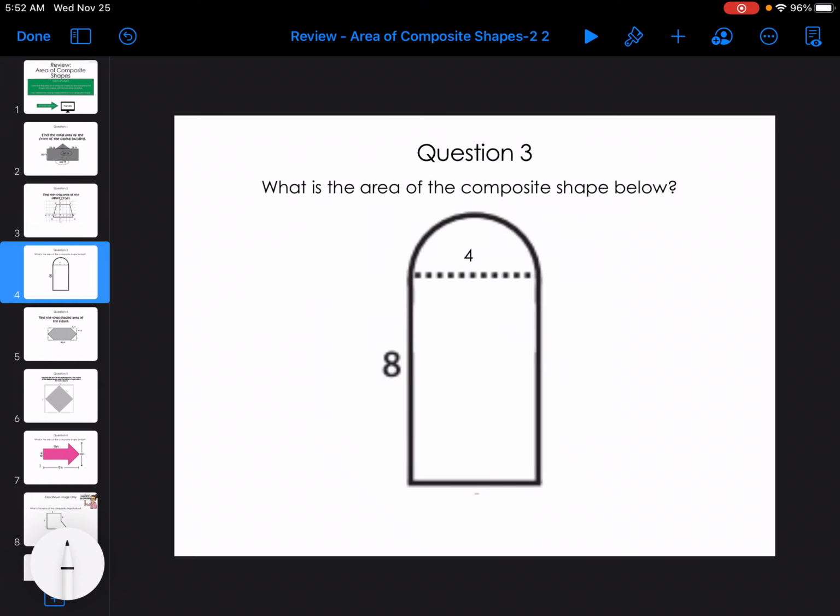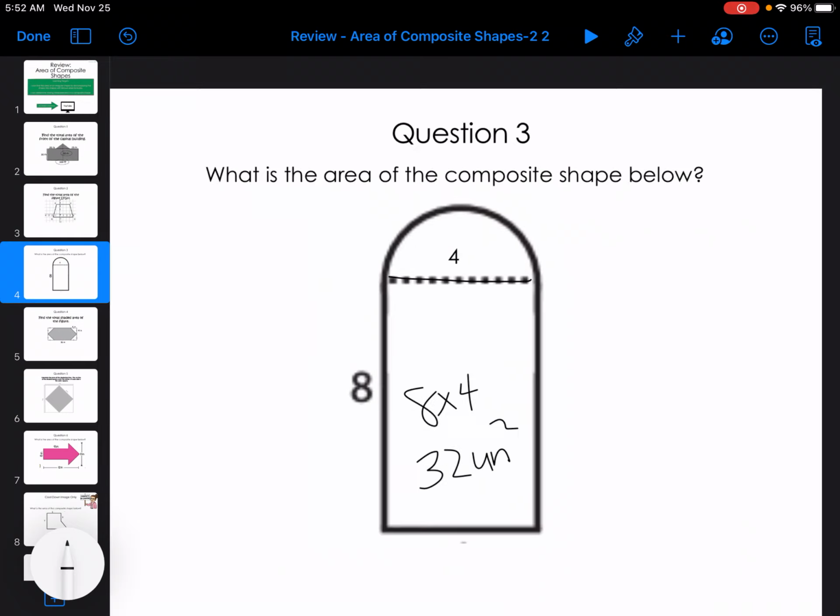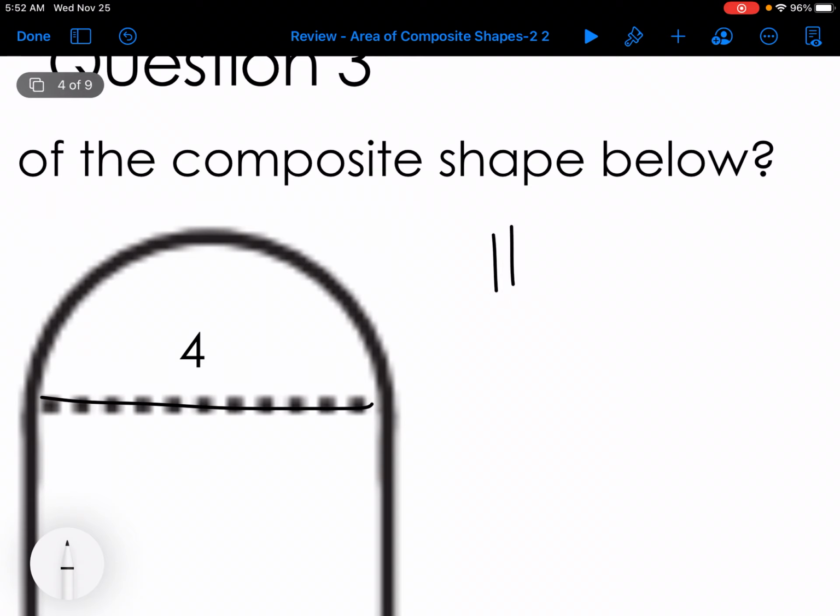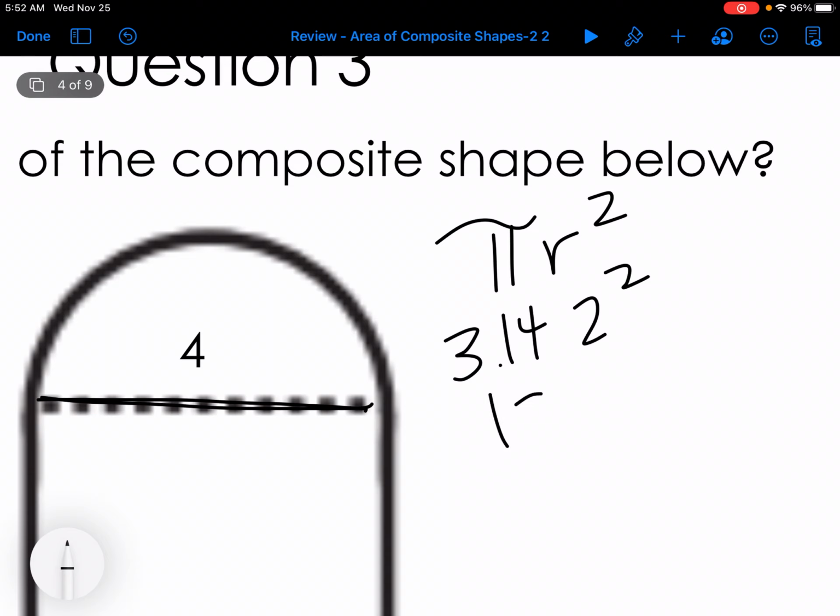For this one, they want us to find the area of the composite shape. So I'm going to start with the rectangle because that's the easier part. So that's going to be 8 times 4, and I get 32 units squared. Then I'm going to find the area of my half circle, or my semicircle. So it's pi times radius squared. Well, I know the whole distance across the circle is the diameter. So the radius would be 2 squared. So in my calculator, I'm doing 3.14 times 2 times 2, and I get 12.56 units squared.